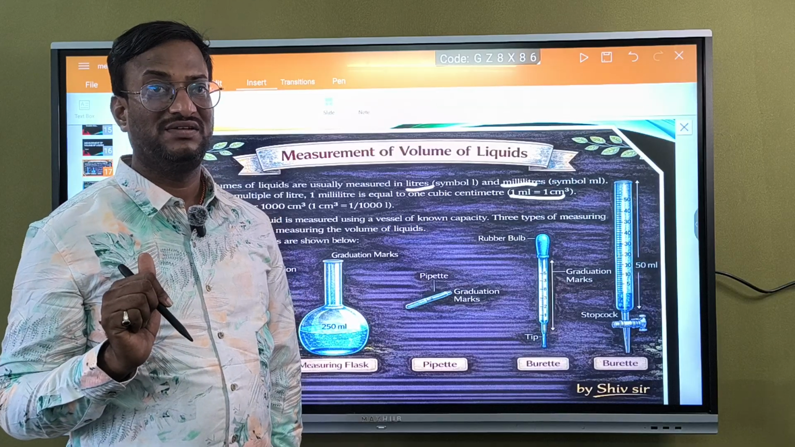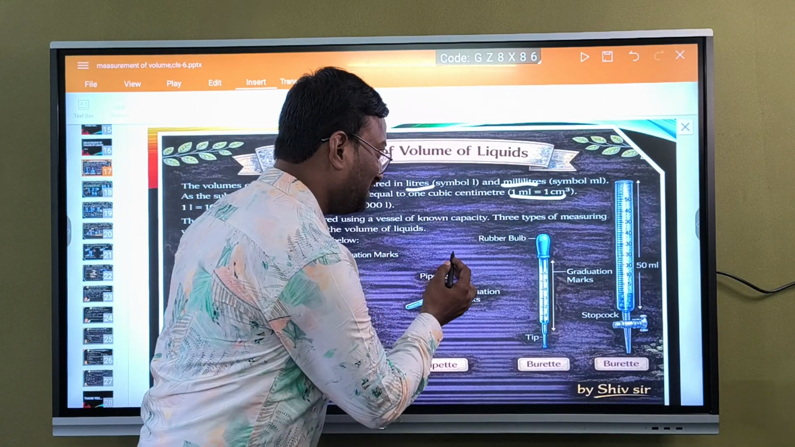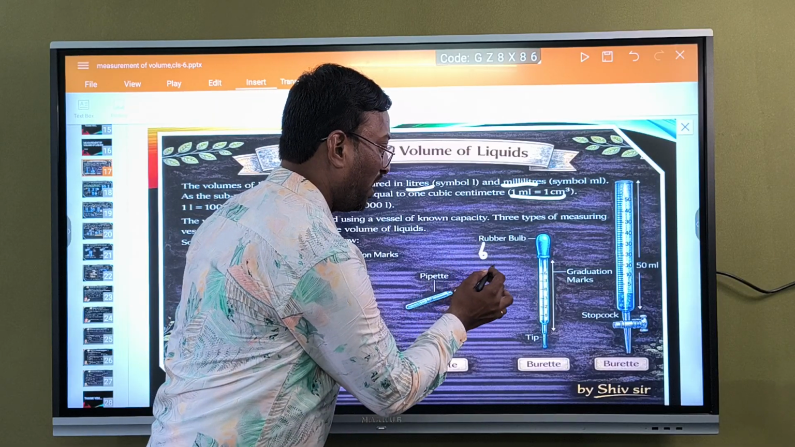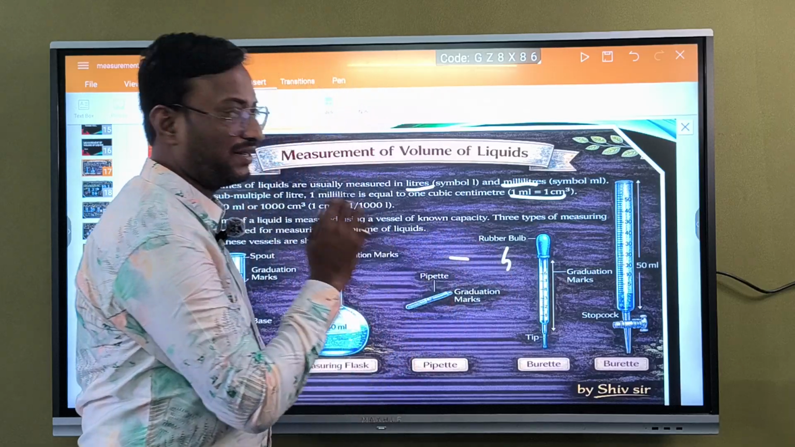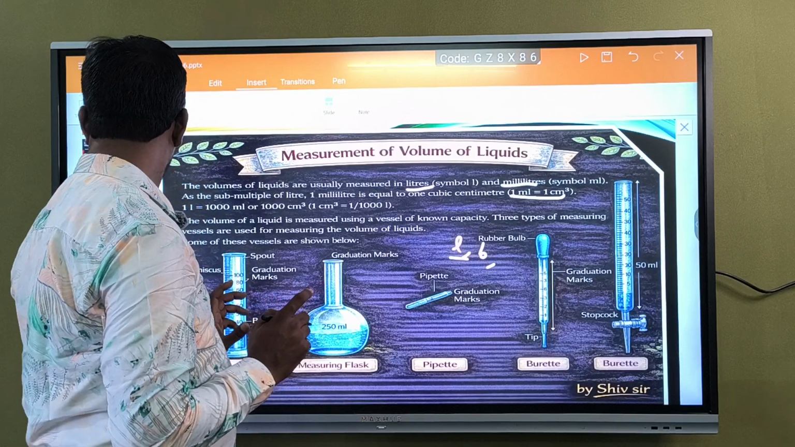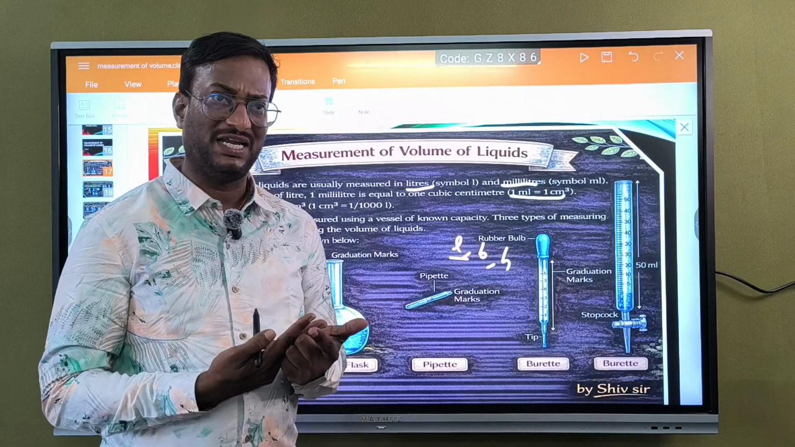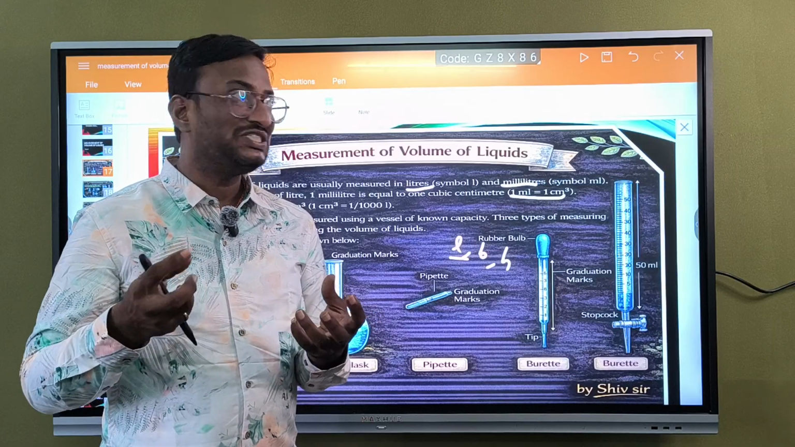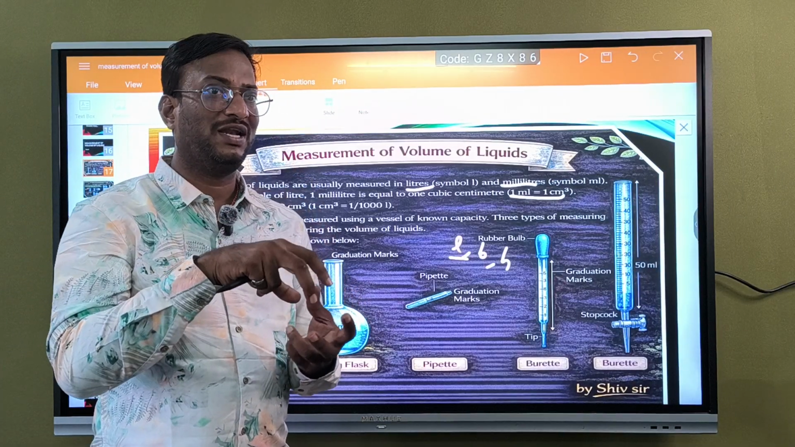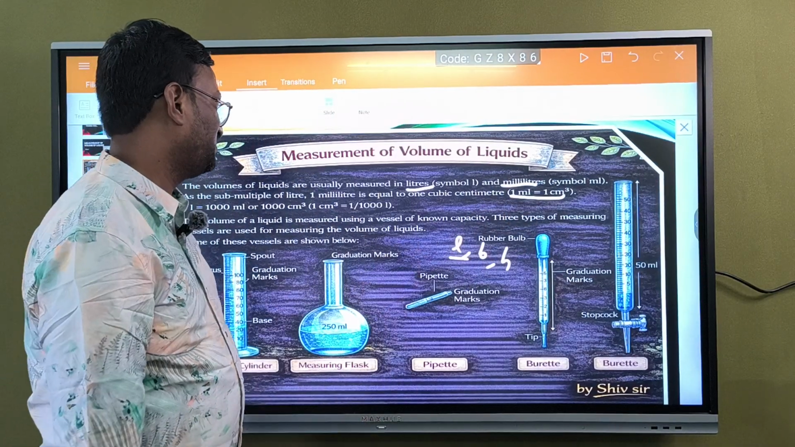What is the meaning of it? 1 cubic centimeter means if we consider length to be 1 centimeter, breadth to be 1 centimeter and height to be 1 centimeter and create a cube with that, the amount of water or liquid that will fill that particular cube is equal to 1 milliliter. So that is 1 ml in the sense, right?